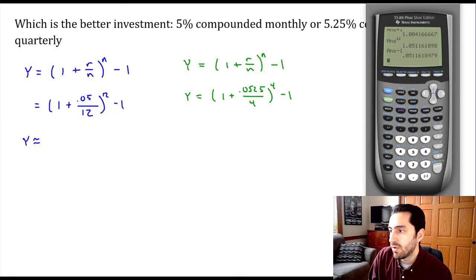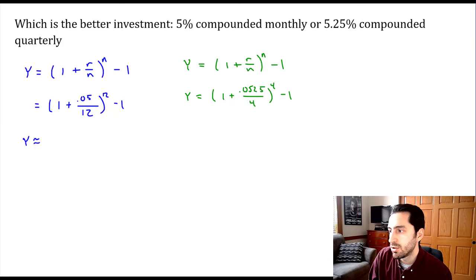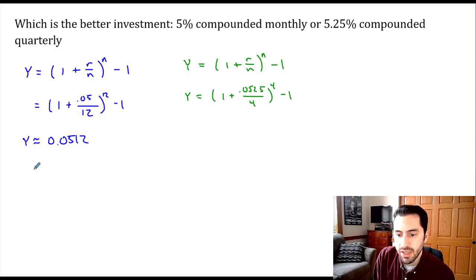So 0.0512 about, if I round. So 0.0512. So then writing this as a percent, multiplying by 100, we get about 5.12%.